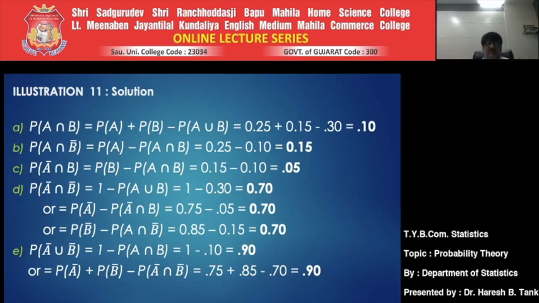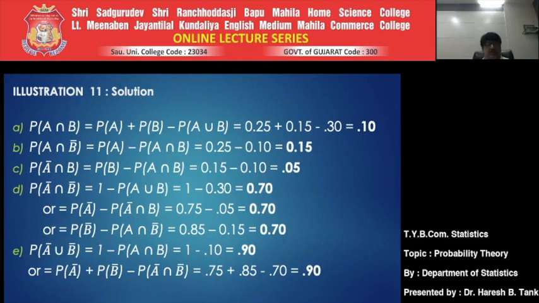Then probability of C union D is probability of C plus probability of D minus probability of C intersection D. Now put A complement as C and B complement as D. The formula comes to probability of A complement plus probability of B complement minus probability of A complement intersection B complement. All these values are known to you: 0.75, 0.85, 0.70. Put them in notational format and ultimately what you get is 0.90, and this is our ultimate answer.